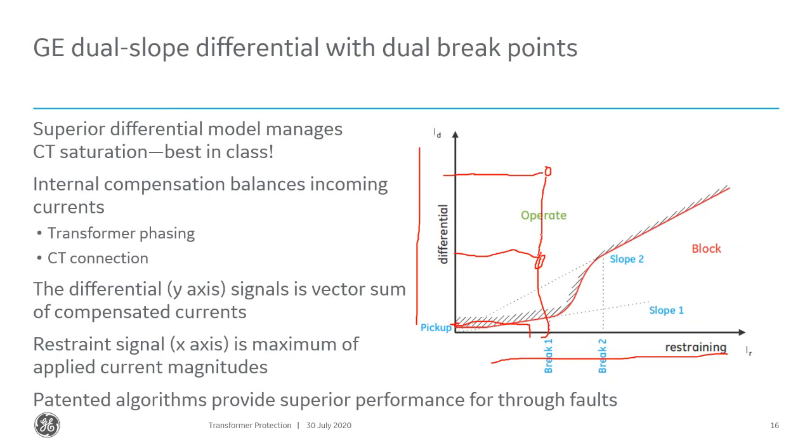So the slope differential characteristic that we show there is made up of settings inside the relay. The pertinent settings are the pickup, a slope 1, a slope 2, and a breakpoint 1 and a breakpoint 2. So bear with me, let me clean this slide up just a moment.